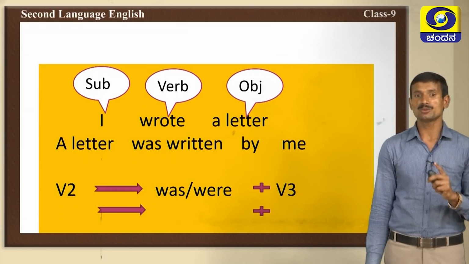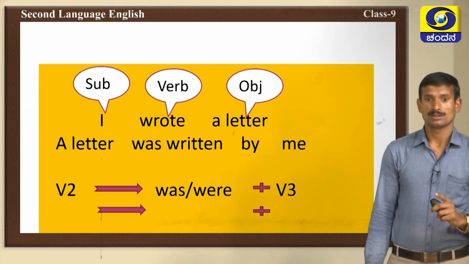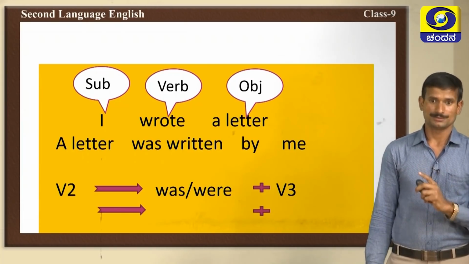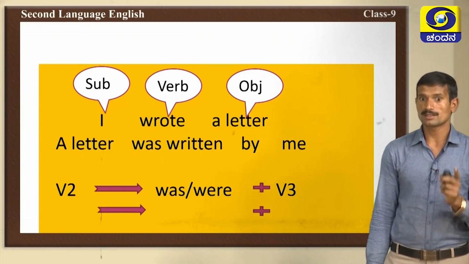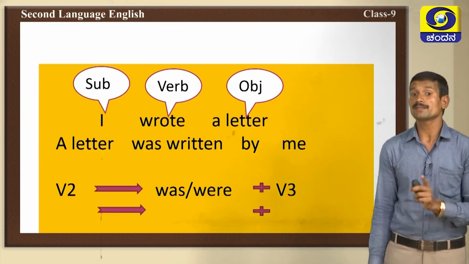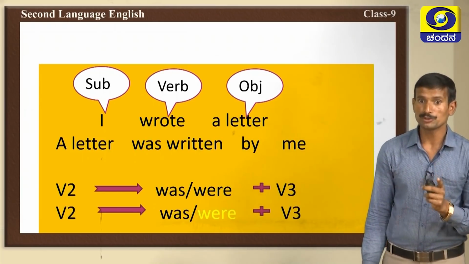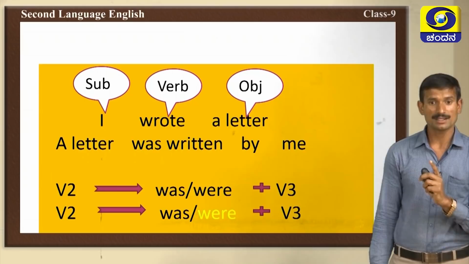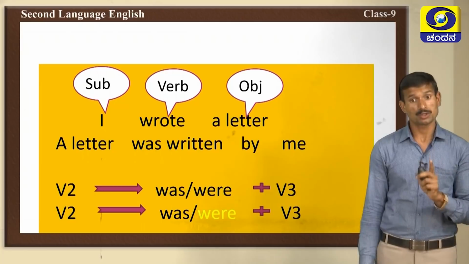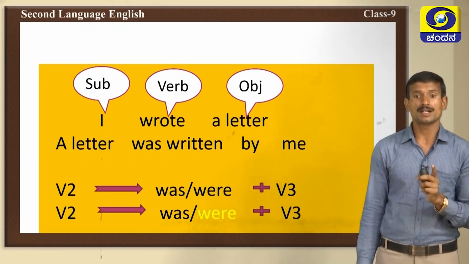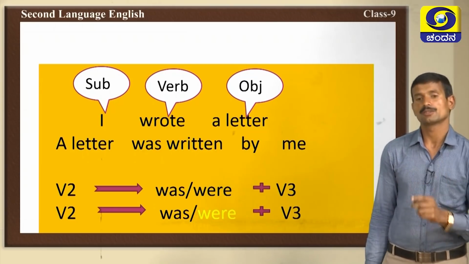What are the changes we should observe here? If the verb 2 is given, we should use was or were plus verb 3 form of the given verb. Got it? Here we have used was. Why? It is because a letter is singular. If it is plural form, we should use were. Very good. Then we should use the verb 3 form.